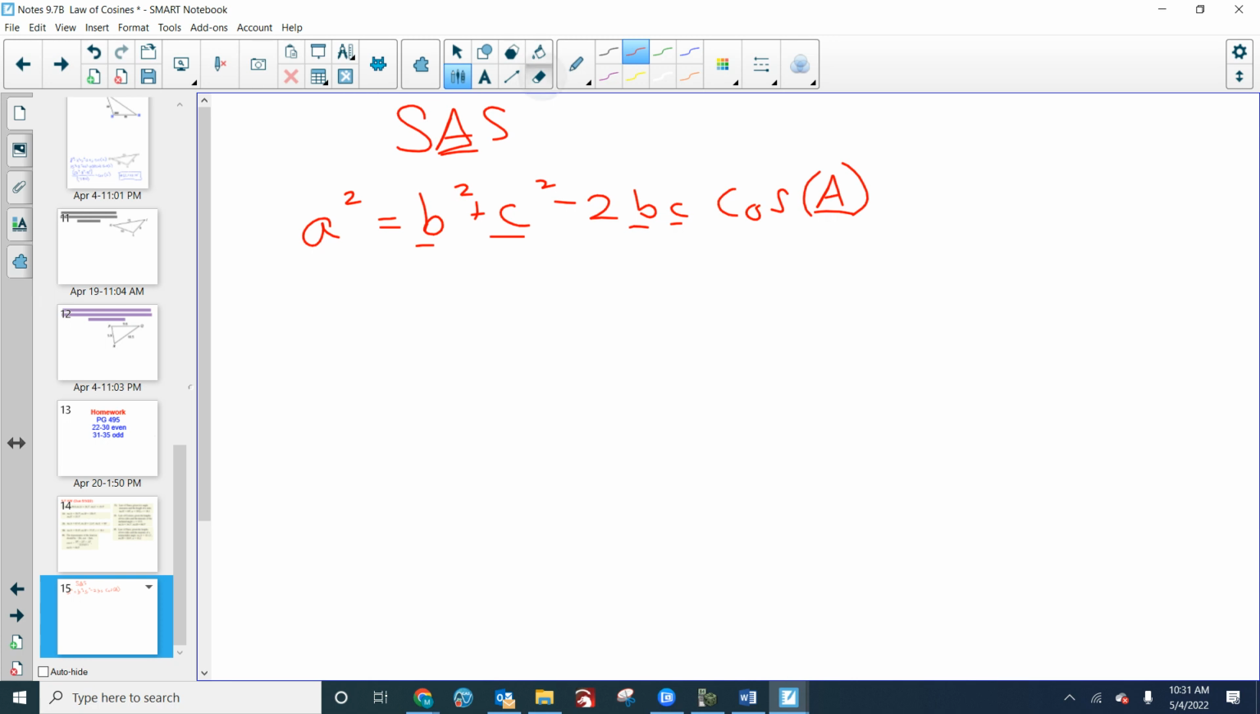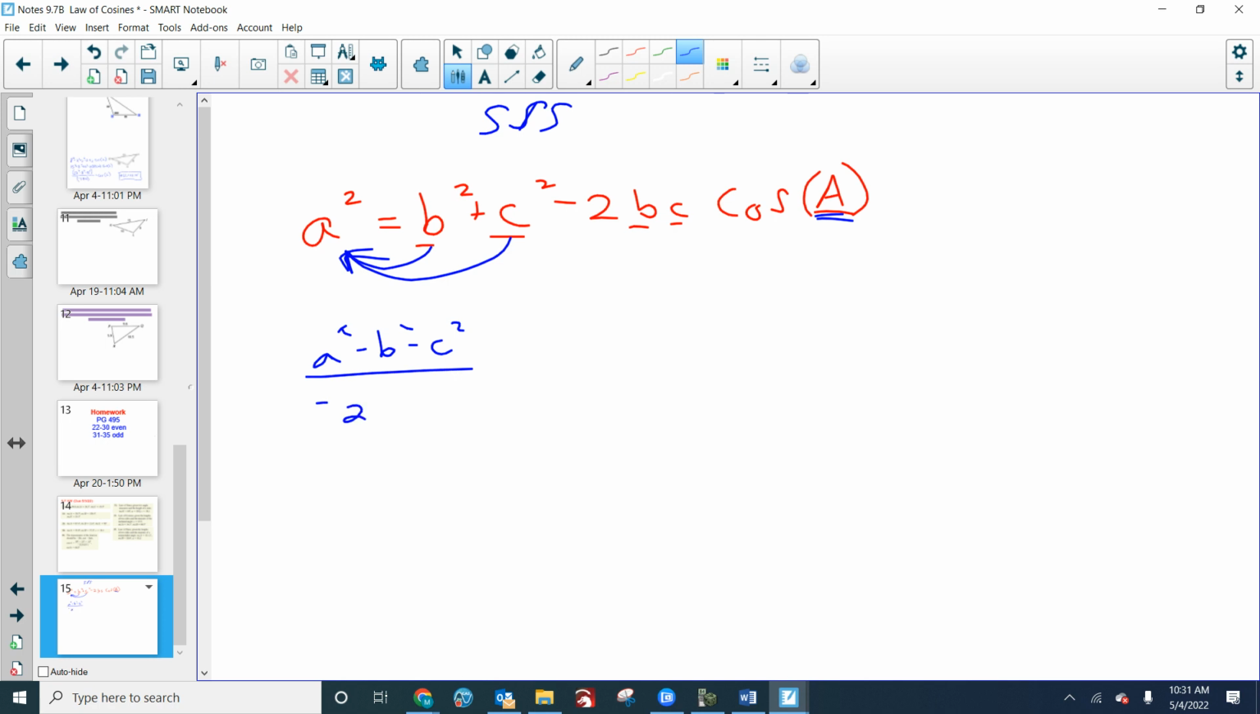But what if it's SSS and you're going to solve for an angle? It's law of cosines still, but this time you're finding an angle. So this is where you have to subtract: a squared minus b squared minus c squared, and that still equals this. Then divide by negative 2 times b times c. That's cosine of A.